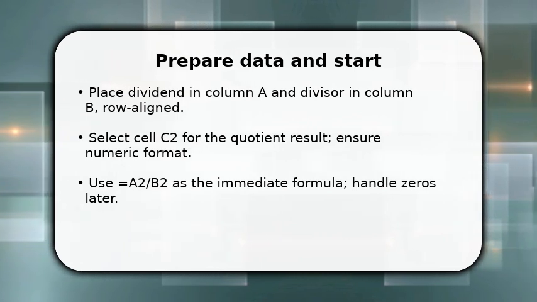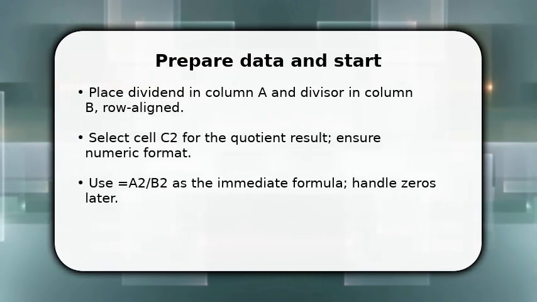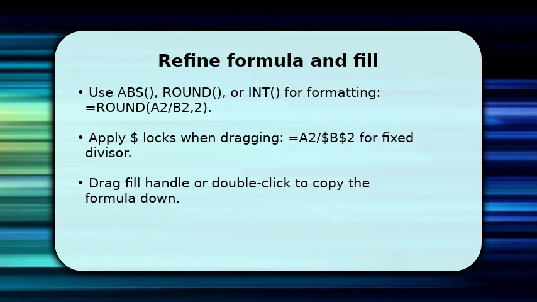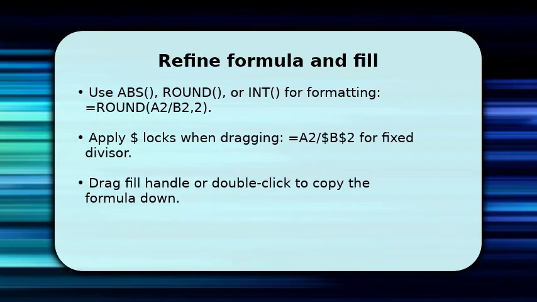Now refine how Excel presents the quotient and how you apply it across rows. If you need 2 decimal places, change the formula to =ROUND(A2/B2,2). If you want an integer, use INT(A2/B2). To keep a fixed divisor when copying, lock that cell with $ signs. For example, =A2/$B$2, and then drag the fill handle or double-click it to fill all rows.